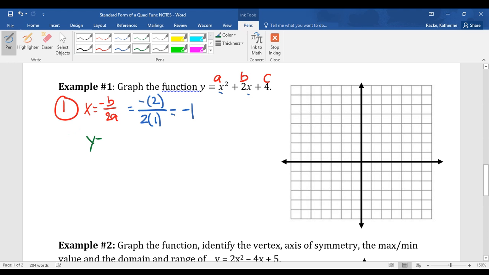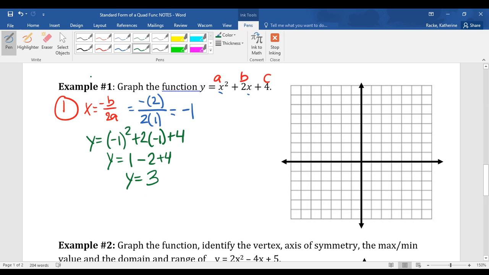So y equals negative 1 squared plus 2 times negative 1 plus 4. Negative 1 times negative 1 is 1. 2 times negative 1 is negative 2, plus 4. So y is going to equal 3.